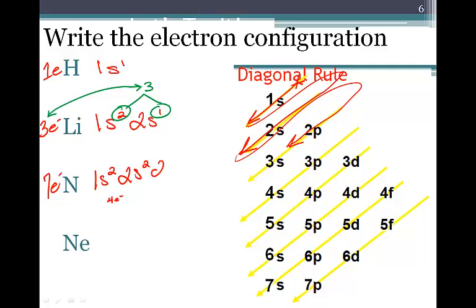As I travel through 2p, 2p maxes at 6, so there's more than enough room for my 3. That gives me my 7 total electrons.